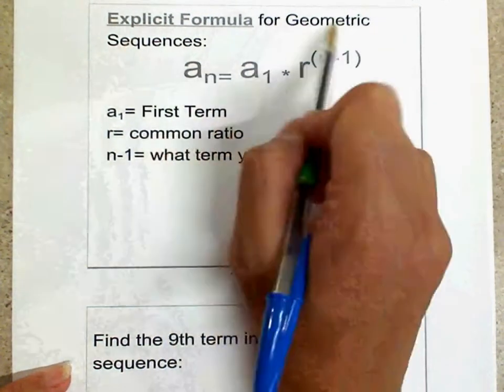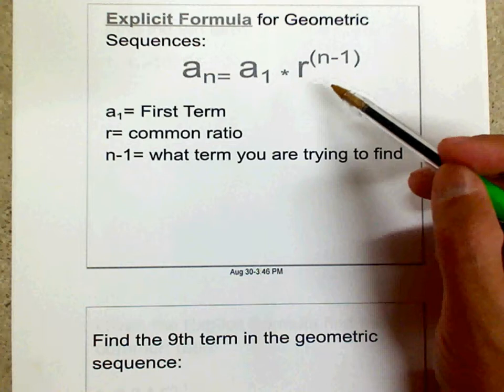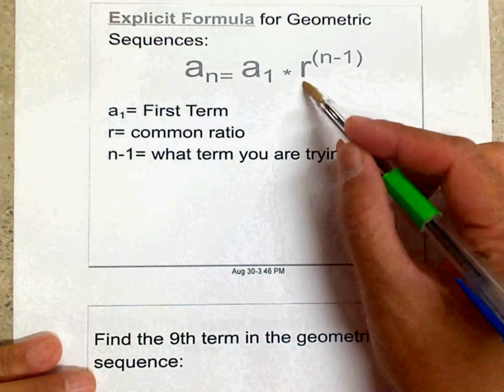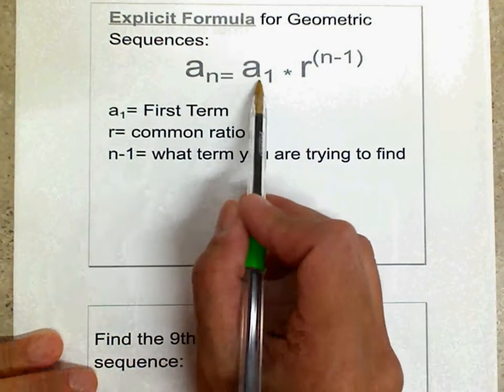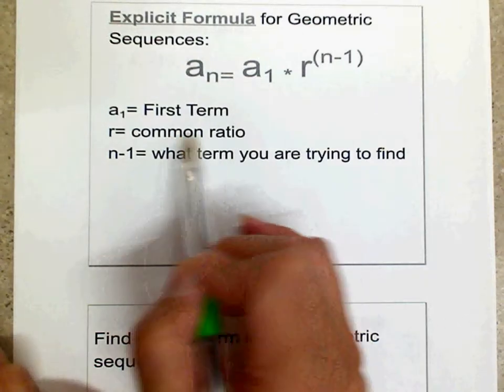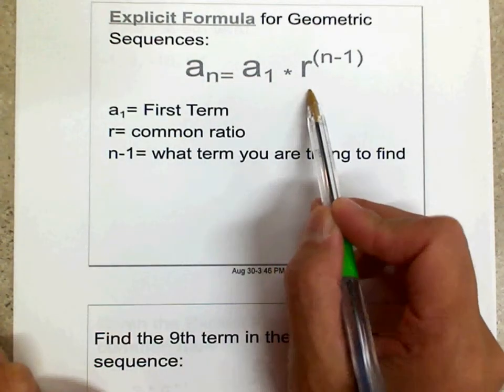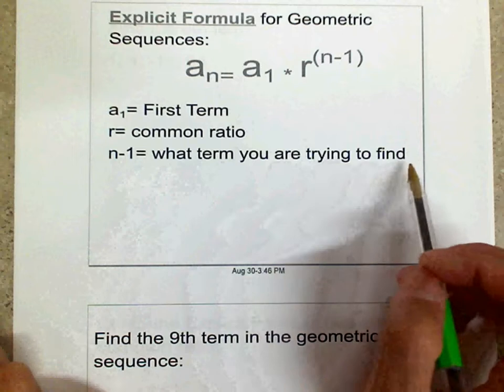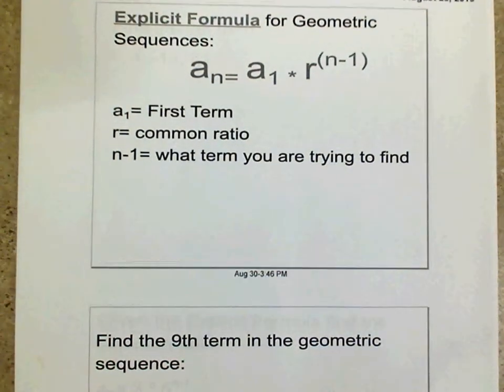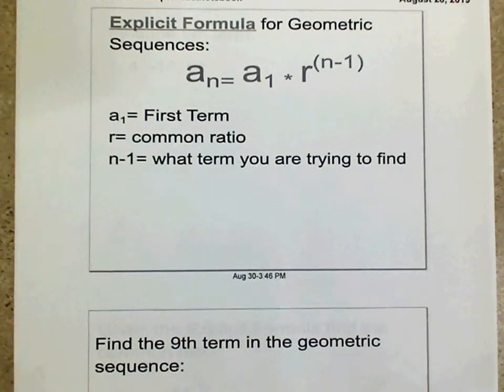Explicit formula for geometric sequences. A reminder, it is where you have an R instead of a D. A is your first term. R is your common ratio, and n minus 1 is what you are trying to find. Okay? So make sure you write that in your notes.